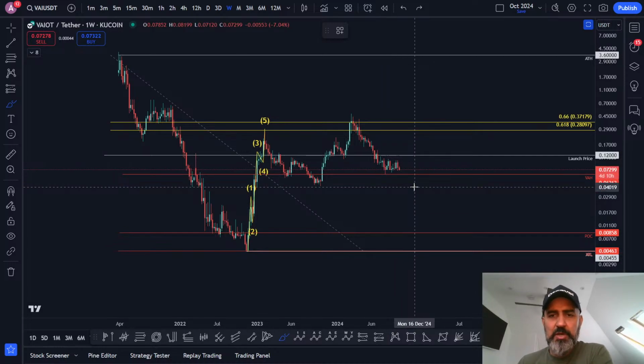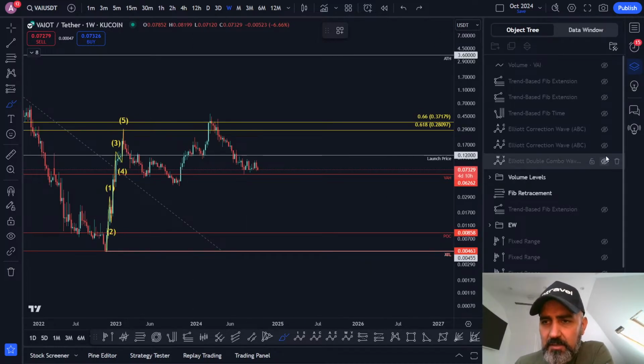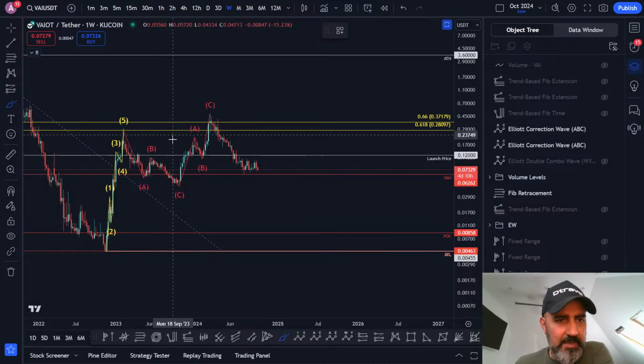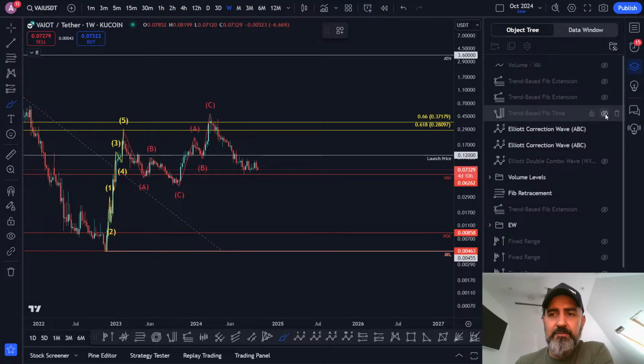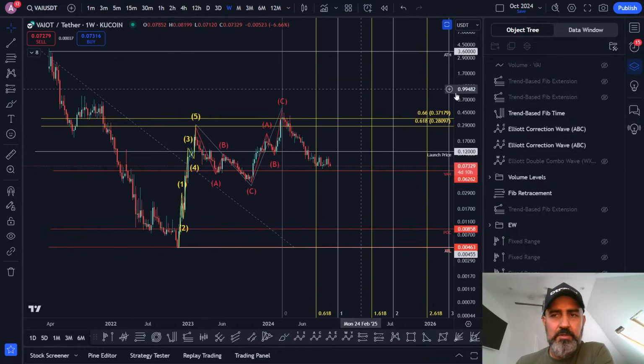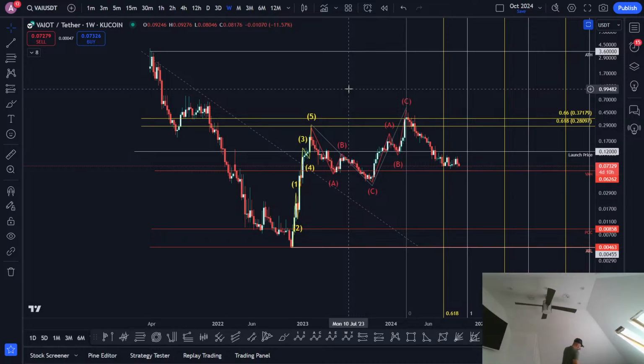So what are we looking at now? Well, I still think this Elliott wave count is valid. And then what I've added to these corrective counts, ABC, ABC, is looking for another ABC. When I did a trend-based fib time, hold on a second. Give me a second.